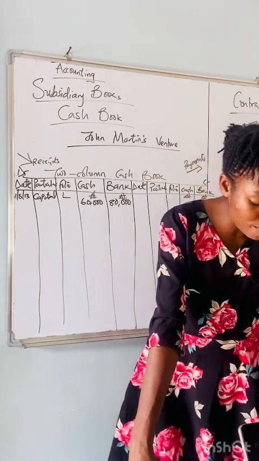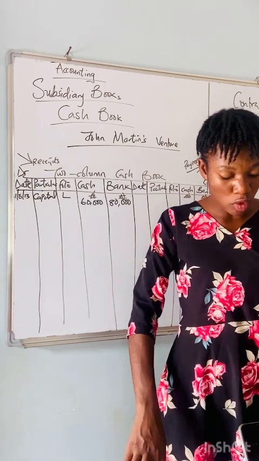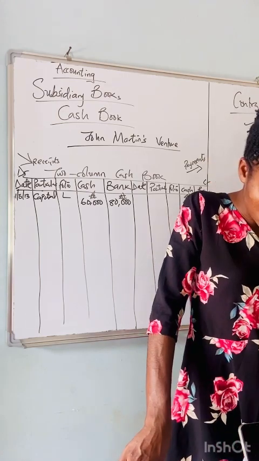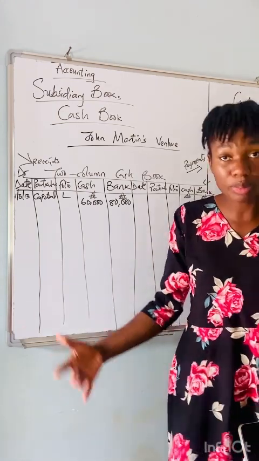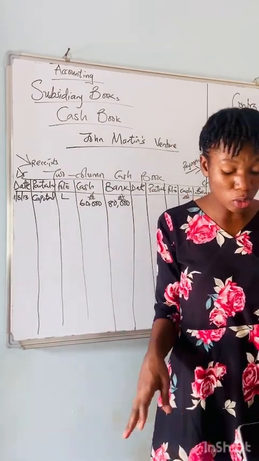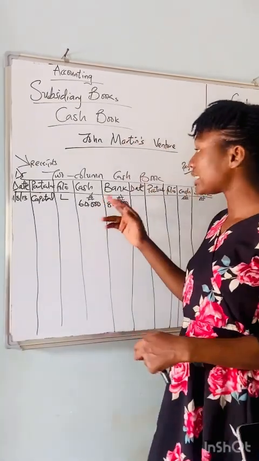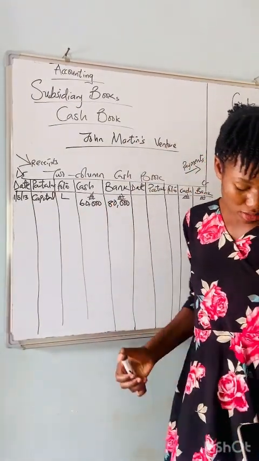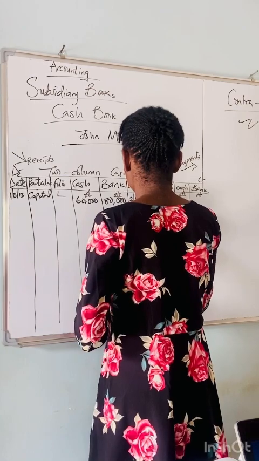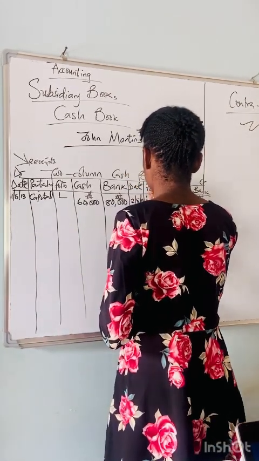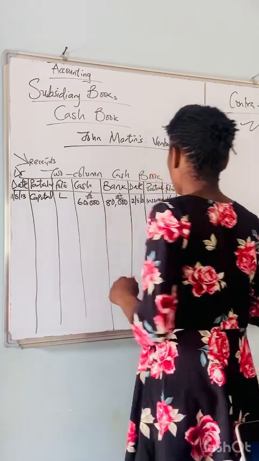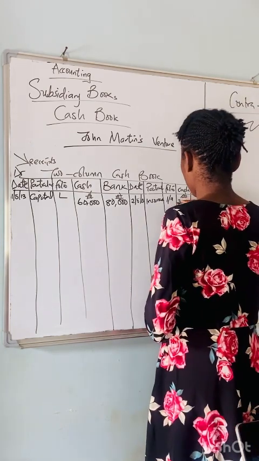Now, on the 2nd of May 2013, we paid for insurance, okay? We paid for insurance cover for the shop, 30,000 naira cash on the 2nd. If we were paying for insurance, that means money was leaving the business. And this payment was made in cash, okay? So it will be affecting the cash account. So on the 2nd of May, the particular here is insurance. So we'll be looking at that in our insurance account, okay? A cash of 30,000 naira.